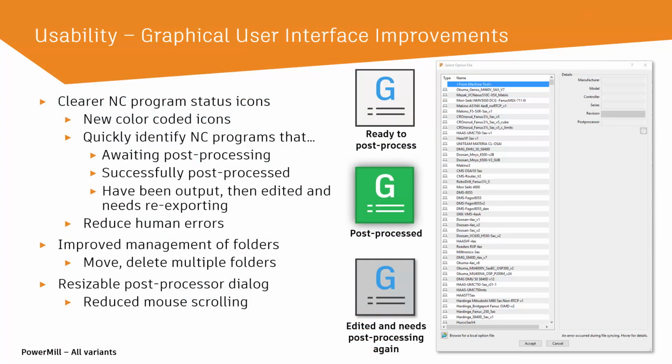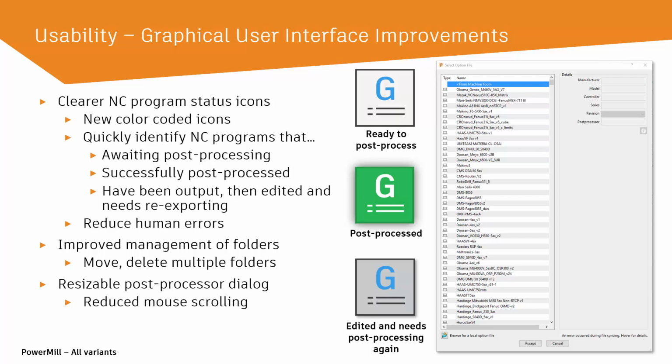Changing subject now, looking at usability and specifically Powermill's graphical user interface, we've made a number of small but hopefully very impactful changes to the GUI. The first one is the introduction of clearer NC program status icons, and you can see those icons running vertically down the center of this slide. Now we're using colors to identify different types of NC program. So the top icon, which has a light grey background, shows an NC program that is ready to be post-processed, but it has not been post-processed yet.